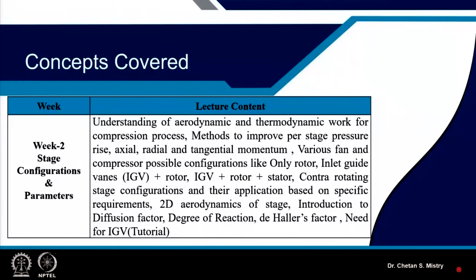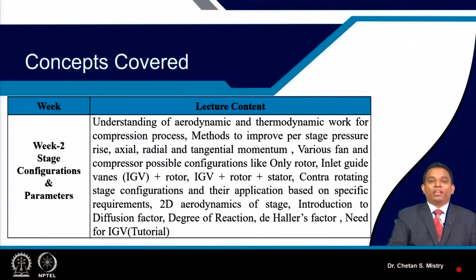In our module 2, we were discussing the detailed understanding of aerodynamic and thermodynamic work for the compression process. We have discussed different approaches to improve per stage pressure rise, such as increasing peripheral speed, increasing axial velocity, and increasing deflection angle, and we discussed the limitations of those concepts. Now people are addressing those issues in order to improve the per stage pressure rise, considering that as an opportunity.